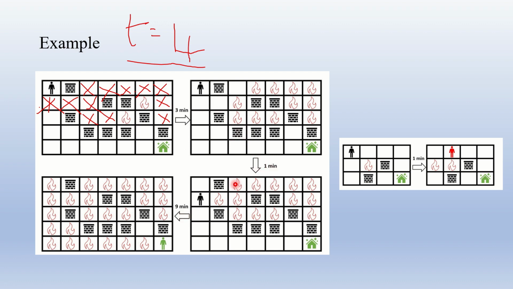So after 1 minute, the fire will move here, and after each minute, we will move to the safe house without getting fire. In this second example, if we move either in this cell or this cell, we will catch fire and we can never reach the safe house. So we have to return -1. Here the maximum minutes is 3.